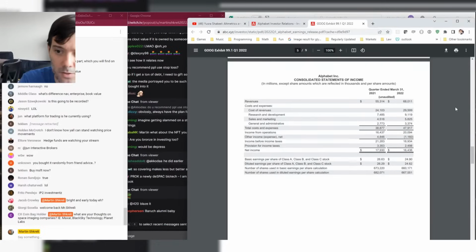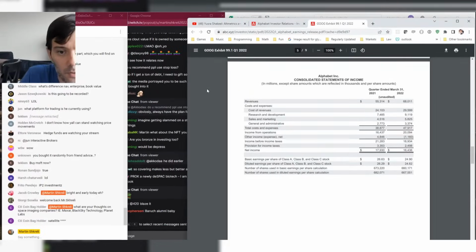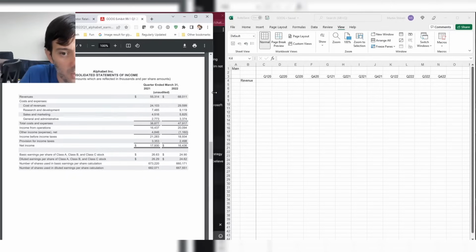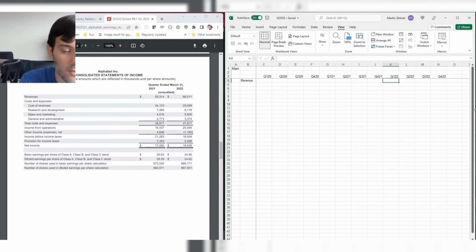You get used to using Microsoft Excel for a while. I'm actually going to put this over here because it's much faster to show you than going back and forth. It's also fast if you have two monitors. It's not that important though.